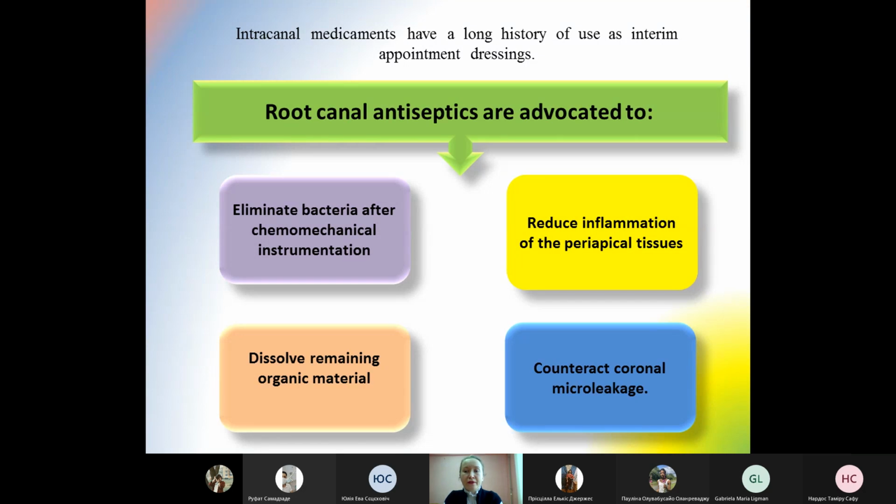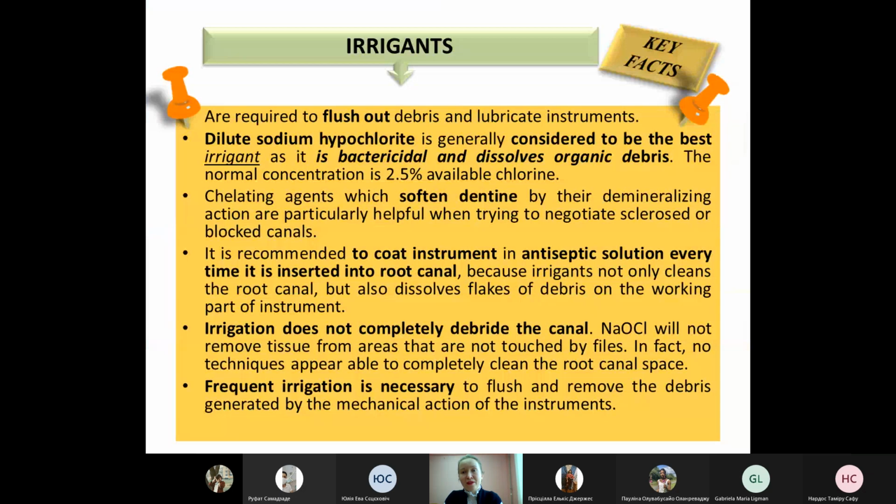So here you have reasons why antiseptics are used: to kill bacteria after chemomechanical instrumentation, to reduce inflammation of the periapical tissues, to dissolve remaining organic material, and to counteract coronal microleakage. As well, antiseptics in endodontics have a great and long history. The first antiseptic that was introduced is sodium hypochlorite, and it has almost 100 years of usage in dentistry, in endodontology, and actually it's effective.